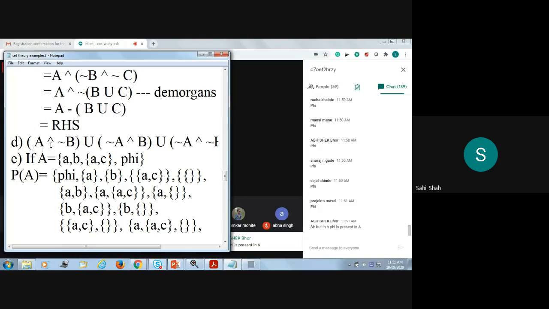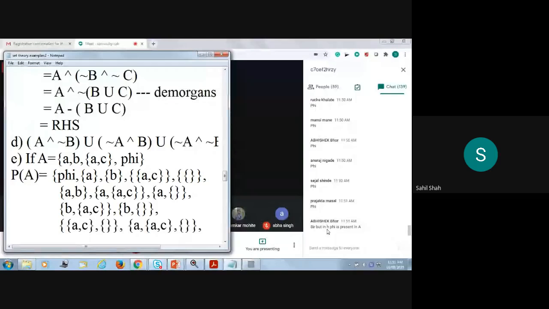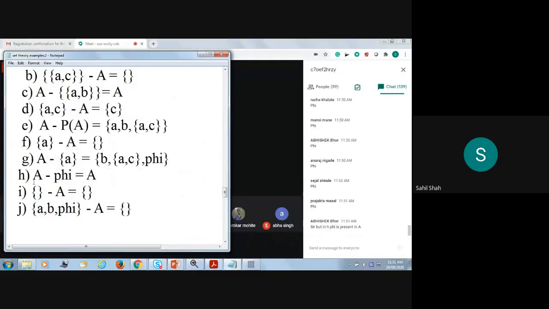A intersection B bar. Okay, sir, but in H, phi is present in E. Right? In H, A minus phi. Let me make it clear, Abhishek. You are having confusion in H, isn't it? What is your set A?